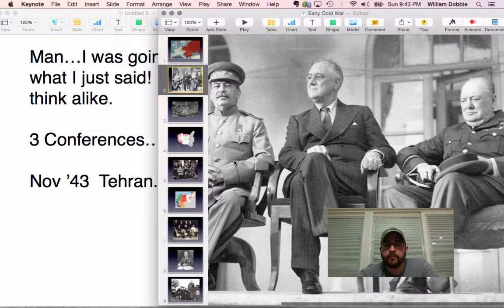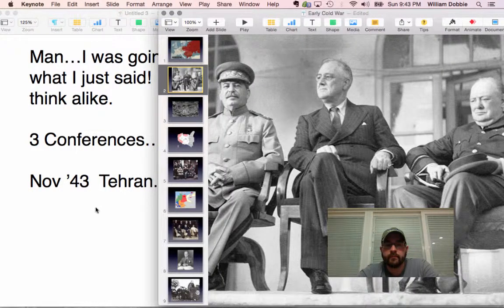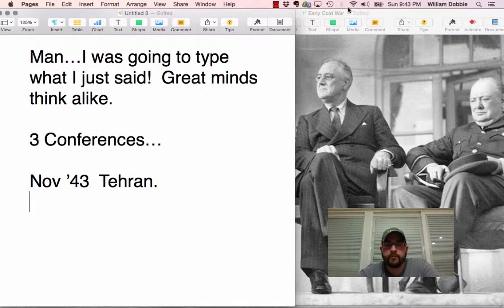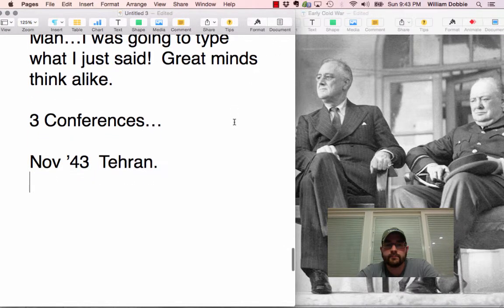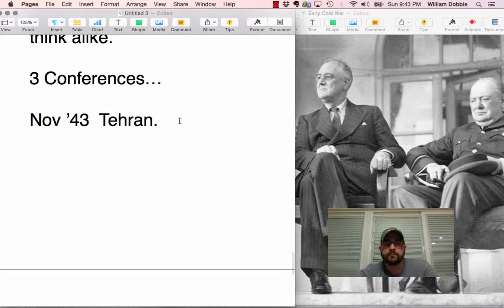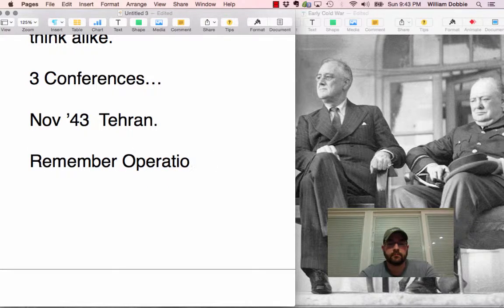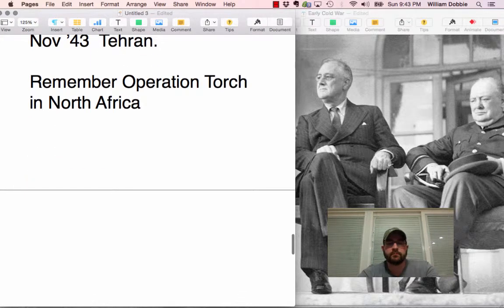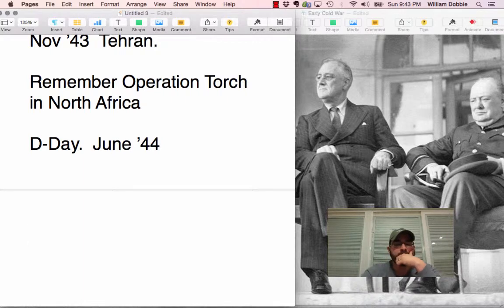And it's at Tehran in November of 1943. The United States and Britain have already been fighting and winning in North Africa and are pushing into Italy. This is where Stalin demands the opening of a true Western Front. And he'll get it, but he's not going to get that until June of '44. But there will be conversation at Tehran about the opening of the Western Front and Operation Overlord.